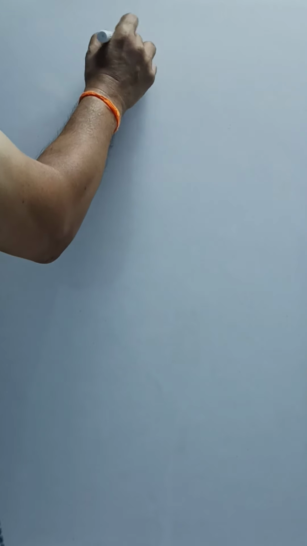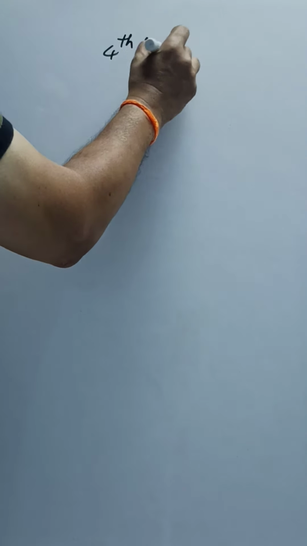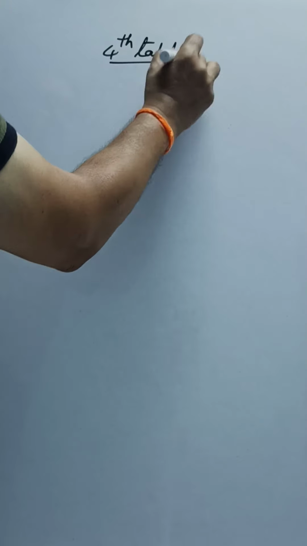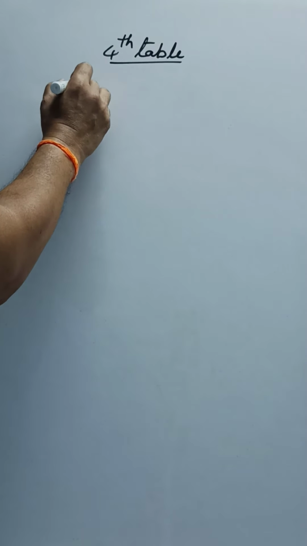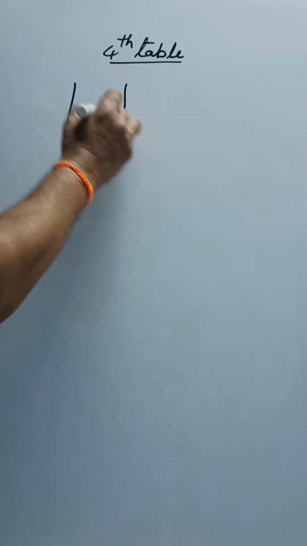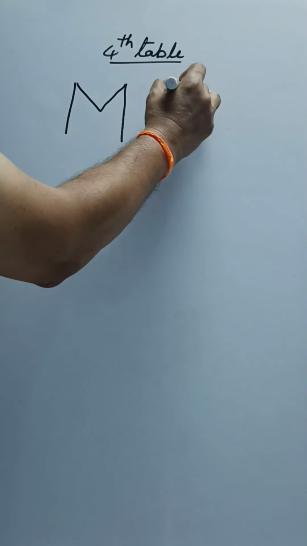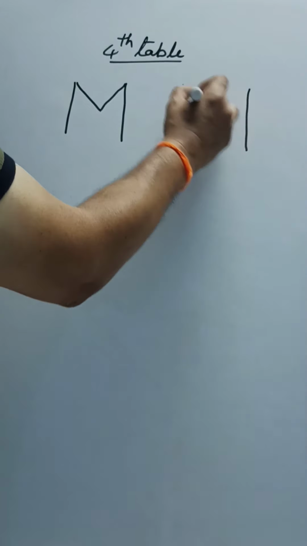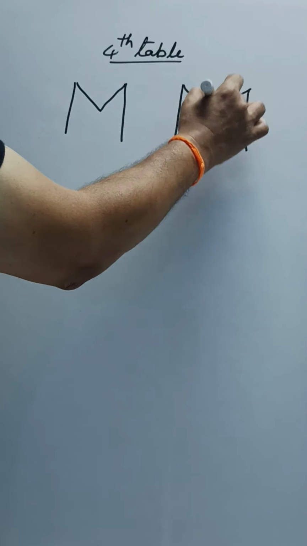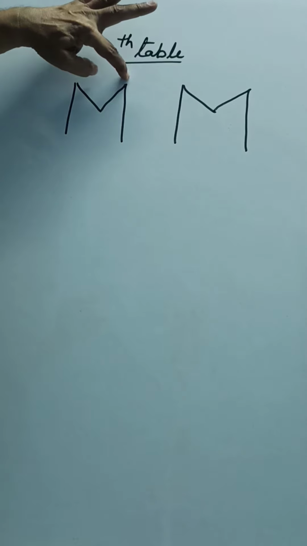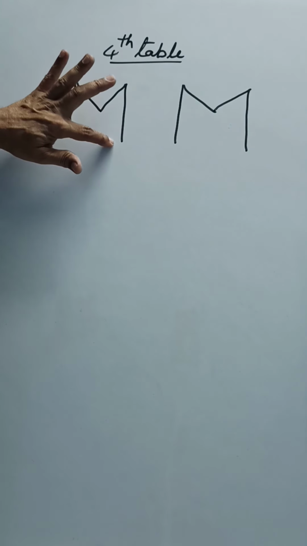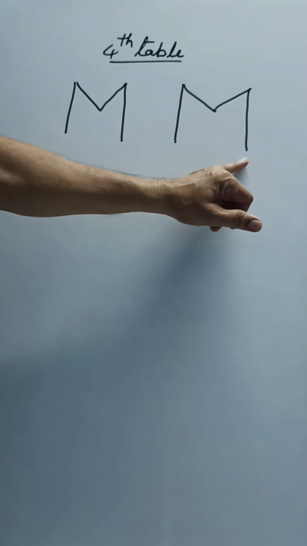Now we will learn the fourth table. Here I am going to consider 2 m's. This is the first m and this is the second m. Here we have 4 phases. This is called the upper portion of the first m. This is called the lower portion of the first m. This is the upper portion of the second m. This is the lower portion of the second m.